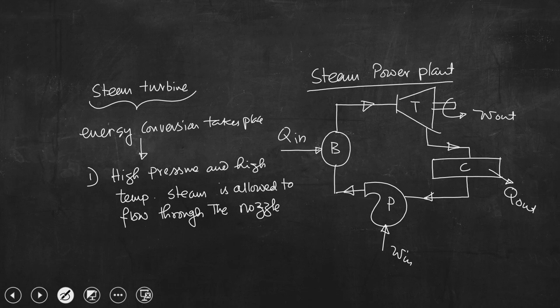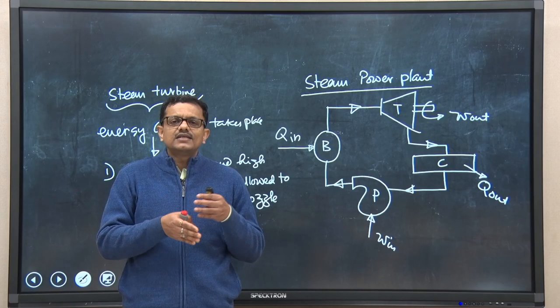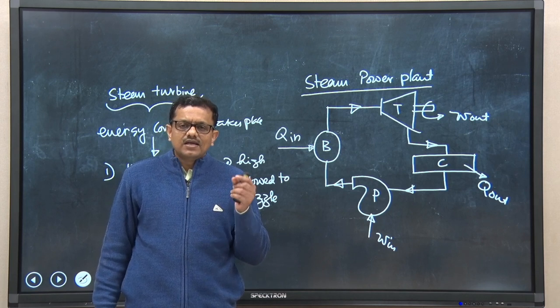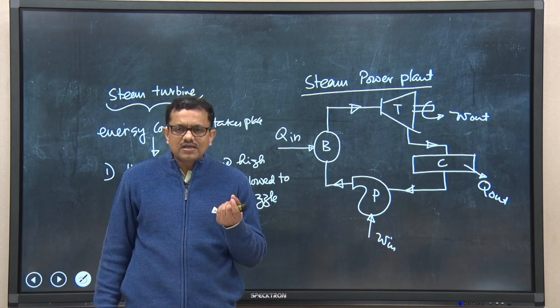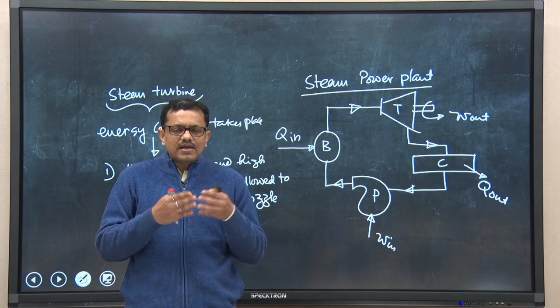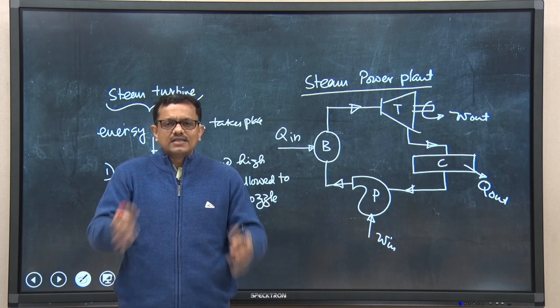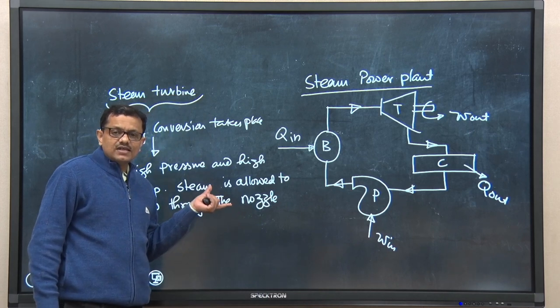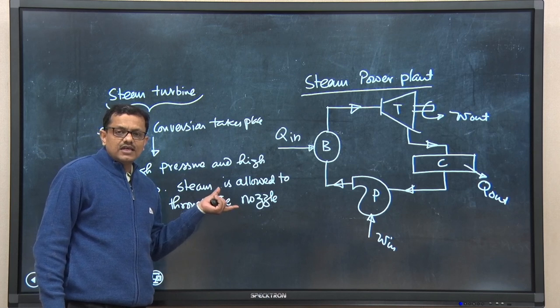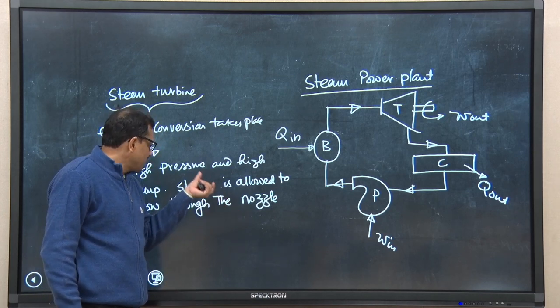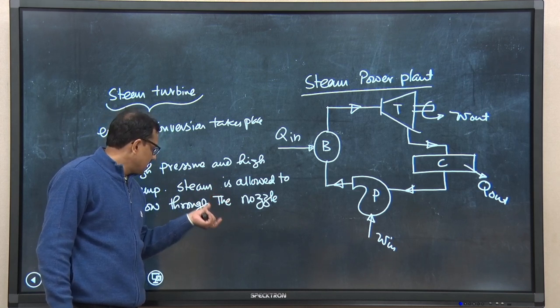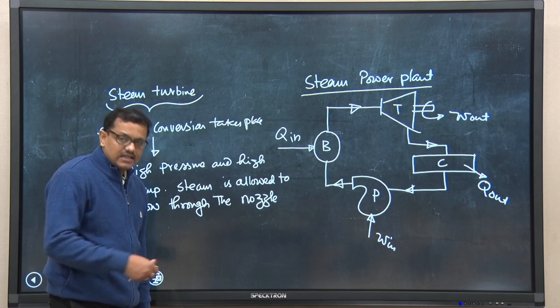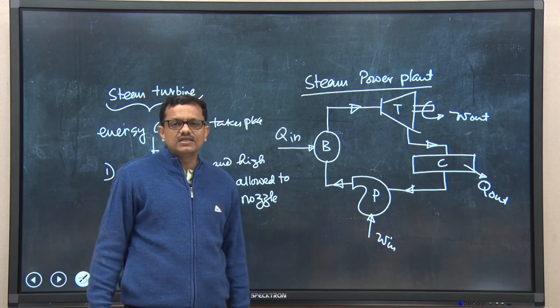A nozzle is a mechanical device which has gradually decreasing area. A device which has gradually decreasing area in the direction of flow is a nozzle; if it has gradually increasing area in the direction of flow, that is a diffuser. Sometimes a device may have decreasing and then increasing area, and that is a convergent divergent nozzle. The nozzle has a convergent shape, that is, the area decreases in the direction of flow. So, when high pressure and high temperature steam flows through the nozzle, with the reduction of pressure, velocity increases.